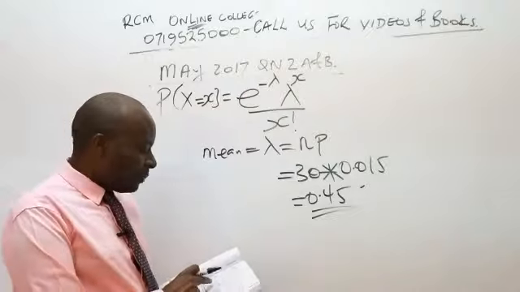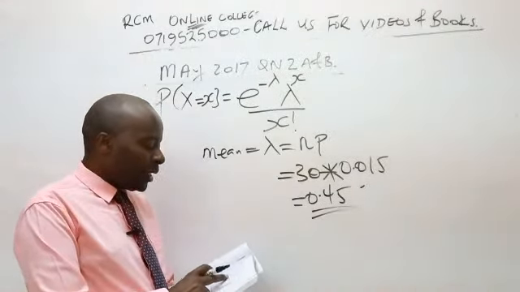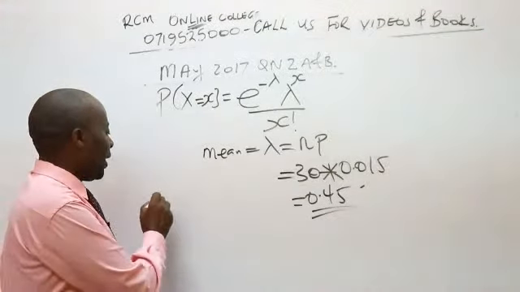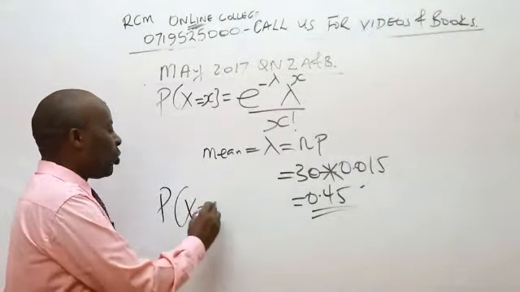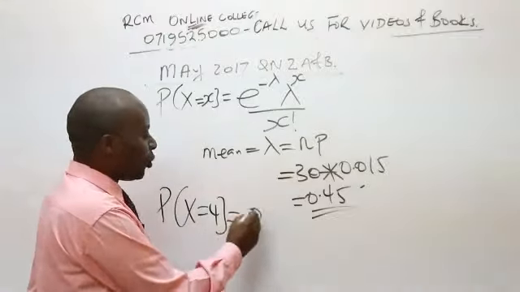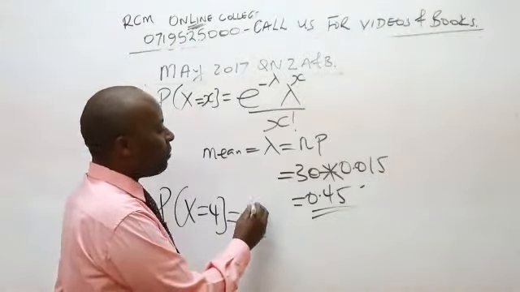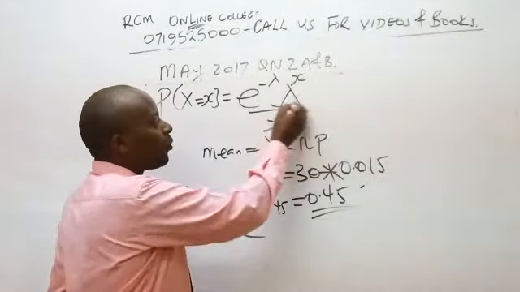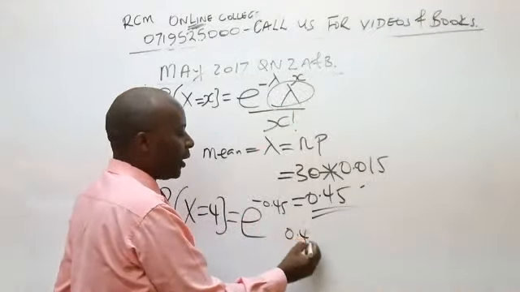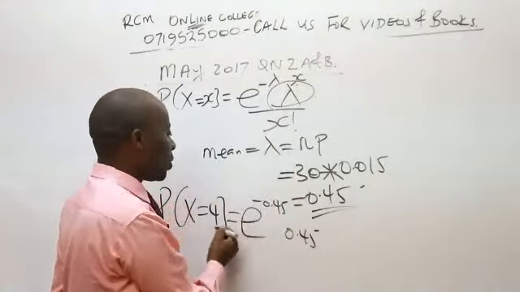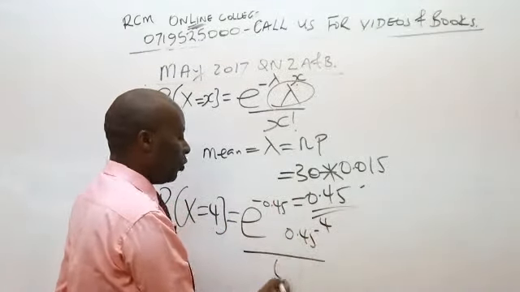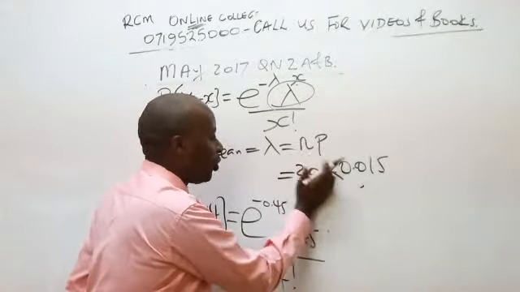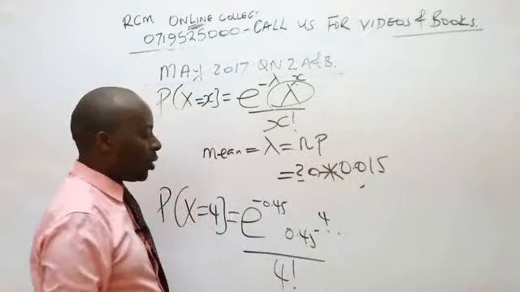Like now here, number one, they want us to give the probability that exactly 4 machines will break down. So the probability of X being equal to 4 will be equal to e raised to negative lambda, so e raised to negative 0.45, times lambda, 0.45, raised to x, which is 4, all over 4 factorial.